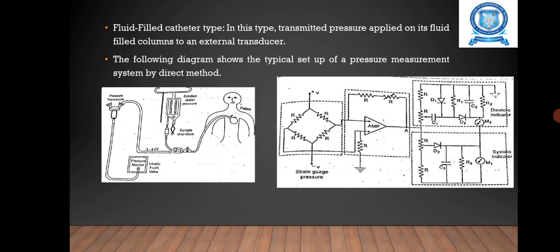Before inserting the catheter into the blood vessel, the fluid filled system should be thoroughly flushed. In practice, a steady flow of sterile saline is passed through the catheter. Air bubbles dampen the frequency response of the system, so it should be ensured that the system is free from them. Then the transducer is excited with a 5V DC excitation.